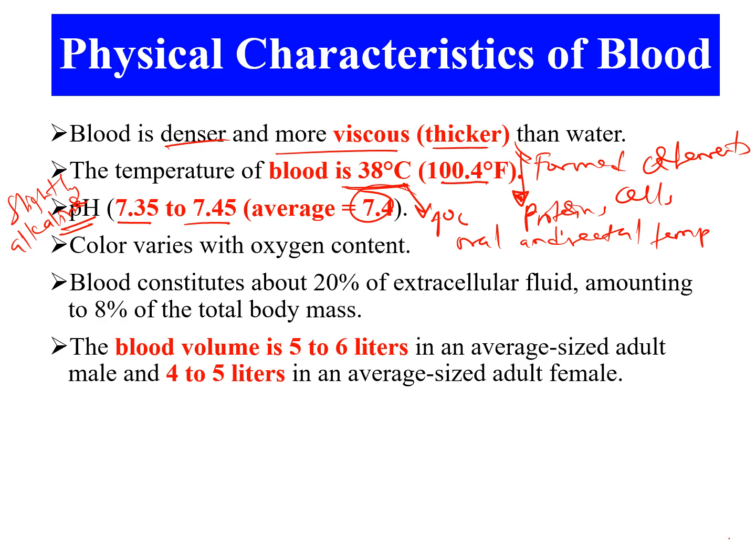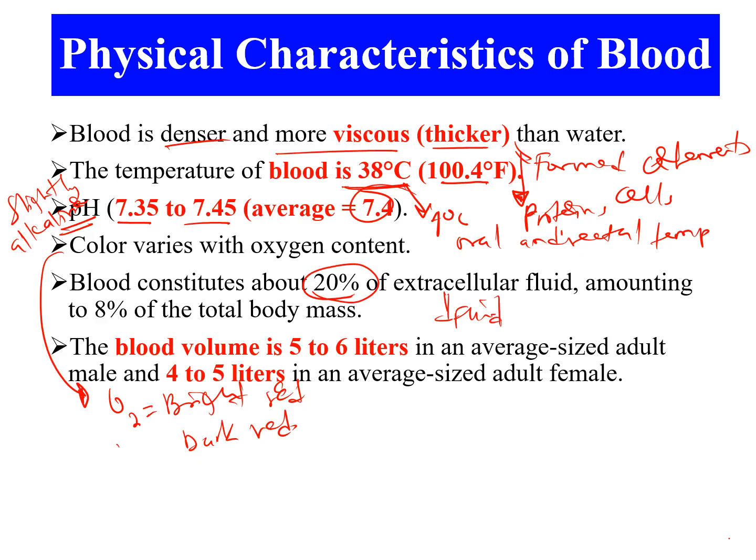The color varies with the oxygen content, in that when blood is more concentrated with oxygen, it is bright red in color, and when it has less oxygen, it is dark red in color. Blood also makes up about 20% of the extracellular fluid, which is the fluid on the outside of the cell. And it makes up about 8% of the total body weight. So if someone is 70 kg, it means that 8% of this 70 kg is blood.